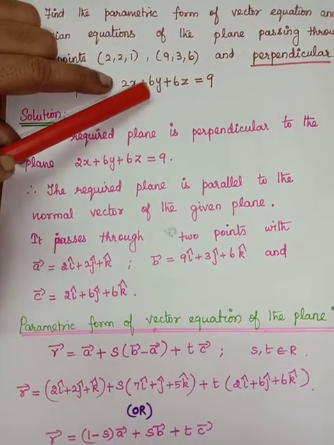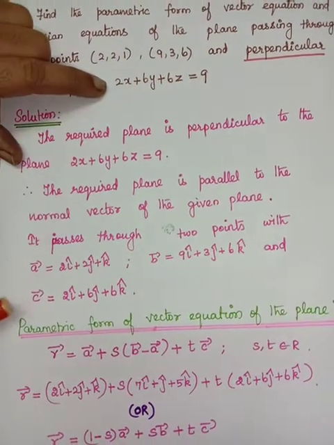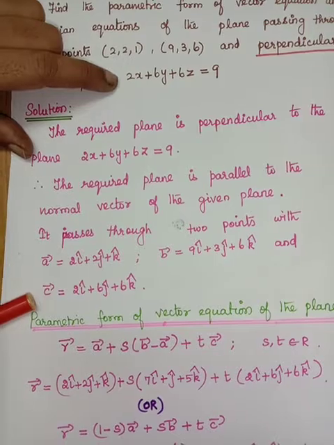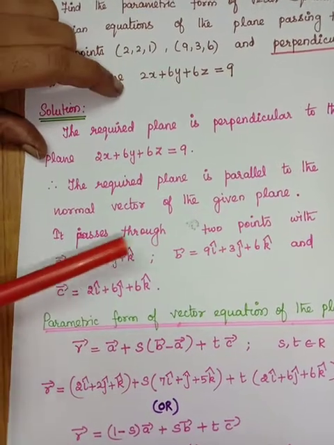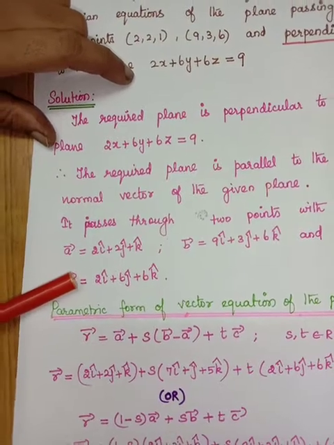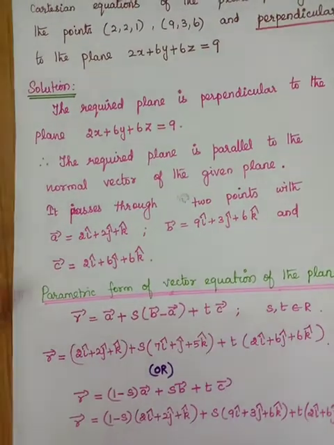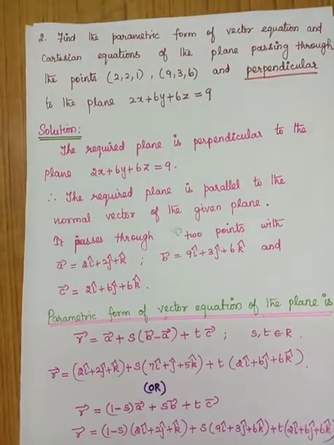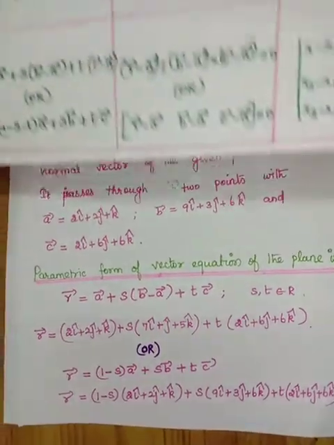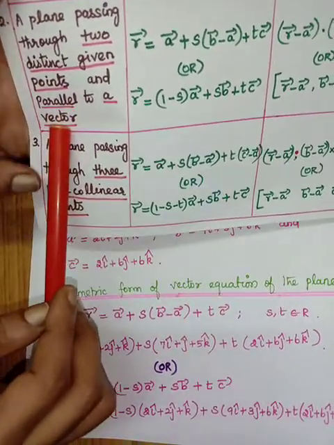2i cap plus 6j cap plus 6k cap. Okay, so that has to be taken as c vector. So here two passing points are given and the required plane is parallel to this vector. So if it's so, what is asked? The parametric form of vector equation of the plane. So the parametric form, two passing points and one parallel vector is given.